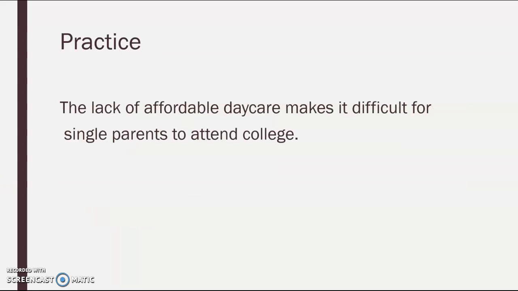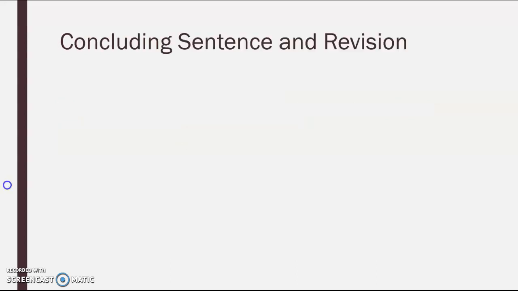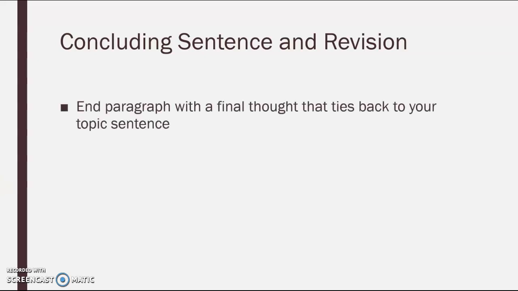So looking at our example topic sentence here, now we need to figure out what kinds of information we would put in our paragraph. So we have our big topic, which is the lack of affordable daycare. We also want to make sure that we're covering the idea of single parents and the idea that those single parents are attending college. So now we have kind of 3 subjects to cover within our paragraph. So we've got our topic and then our controlling ideas.